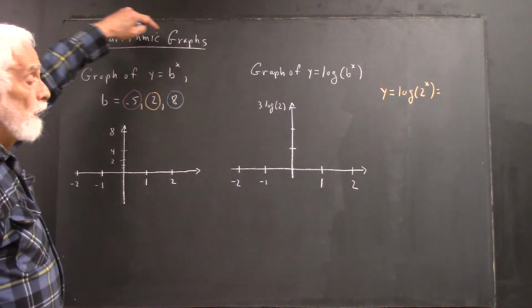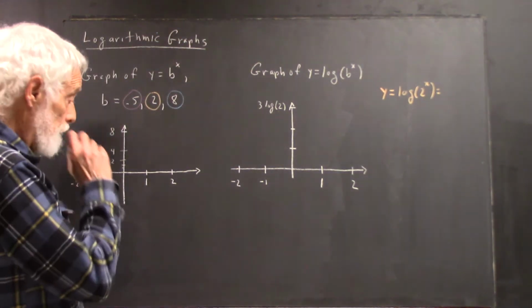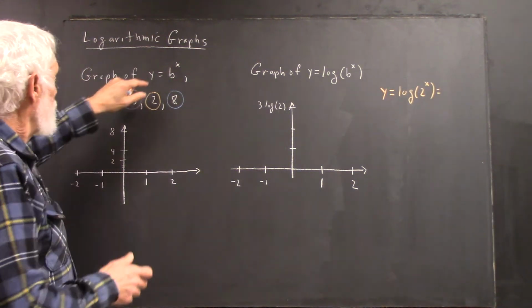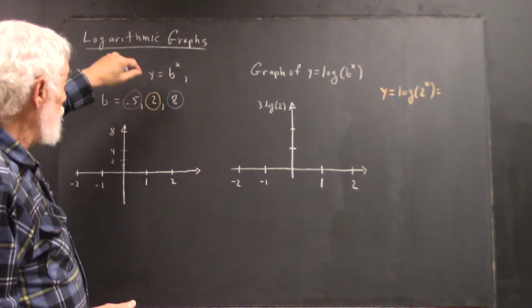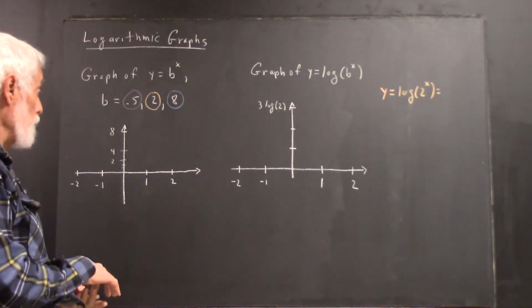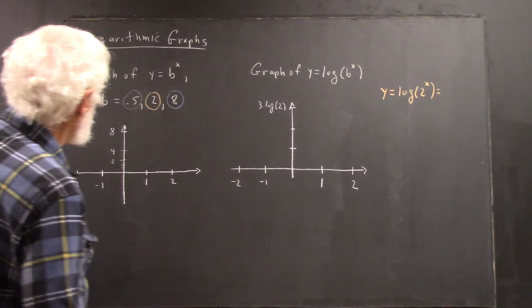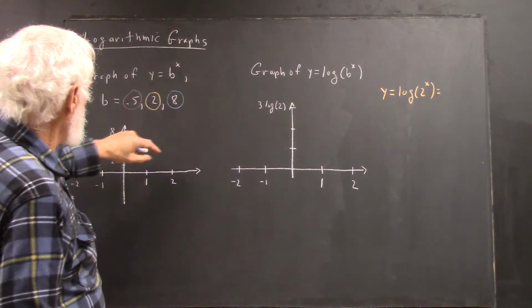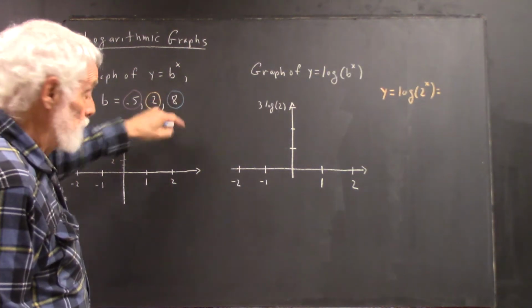I want to talk about logarithmic graphs. So we want to talk first about the graph of an exponential function, and then the graph of the log of the exponential function. Well, the graph of y equals b to the x, we're going to draw graphs of y equals b to the x for b equals 0.5, b equals 2, b equals 8.